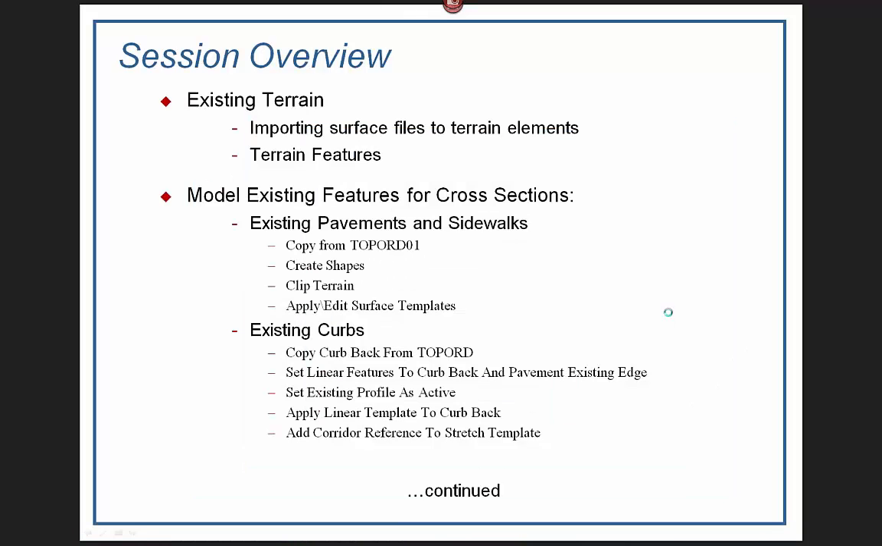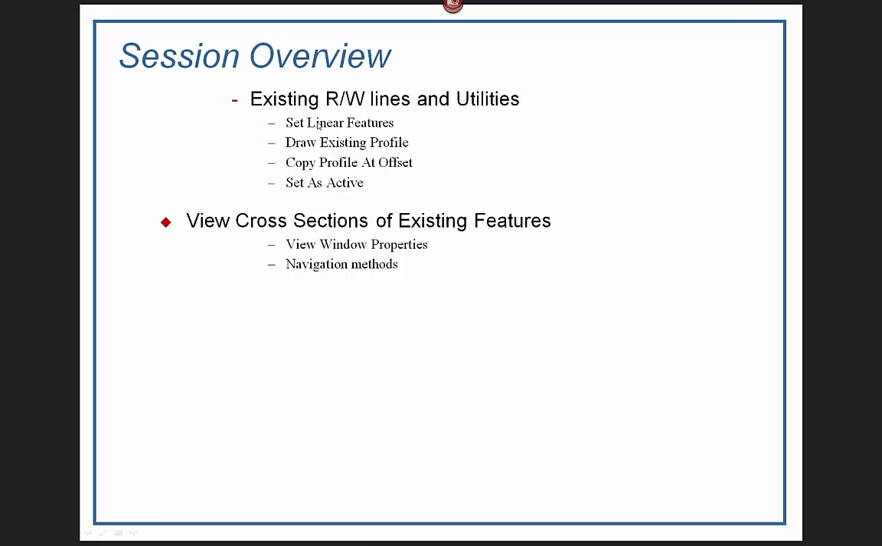So that covers essentially the other two parts of this session, where I was creating the right-of-way lines and utilities. Essentially what I did is I copied those into the file. I made a linear feature of them, setting them as a civil feature for existing right-of-way lines and whatever utility line feature. And then I did the draw existing profile, and in this case I set the existing terrain as the active, and it put it right at the terrain. In this one I actually copied an offset and I made that active.